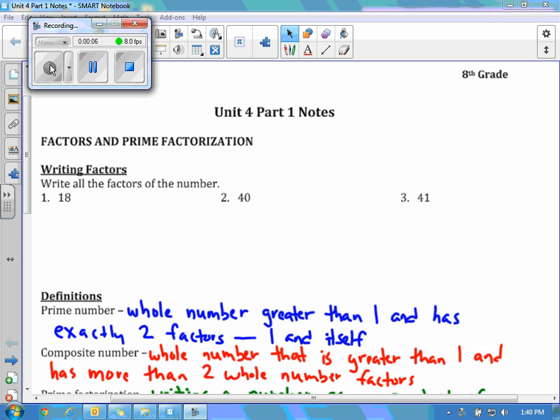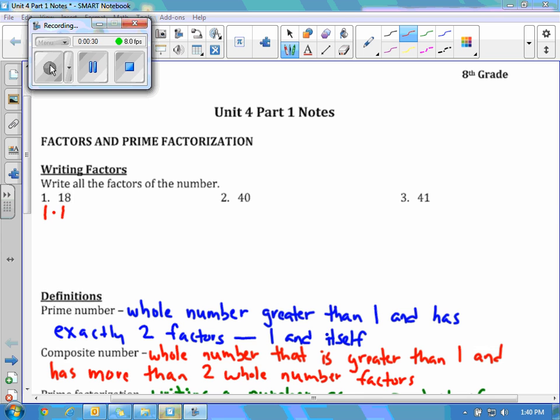In Unit 4, Part 1, we are reviewing prime factorization, which can be kind of tricky, so please make sure you take good notes. Before we get into actual prime factorization, we can look at just writing out factors. So for the first part, your directions are to write all the factors of the number. If you remember, factors are numbers that go into another number, or things that the number can be divided by. So we always want to start with 1.